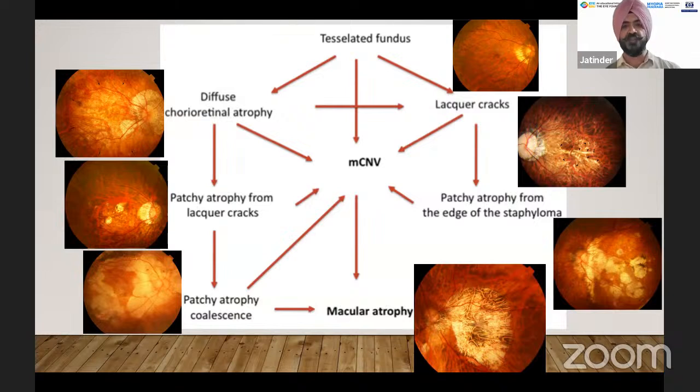So whatever we start with, whether it is tessellated fundus, which might result into diffuse choroidal atrophy, lacquer cracks, which may result into patchy atrophy, the end result is usually a myopic CNVM with macular atrophy. So this is what we need to intend to abort at certain stage. And once the myopic CNVM started, we all know what is the treatment.